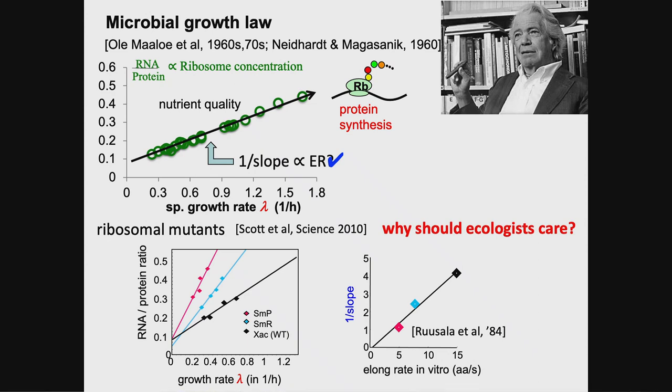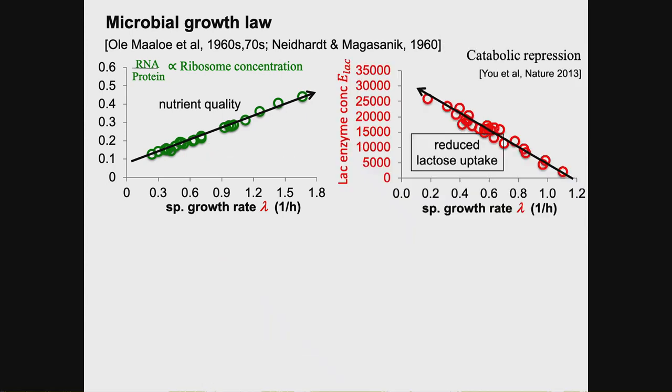But then the question is, before I go on along this line, why should we care? For ecological studies, I would like to give two examples. Ribosome is not the only thing that has a simple relation with the growth rate. Another is a catabolic system.